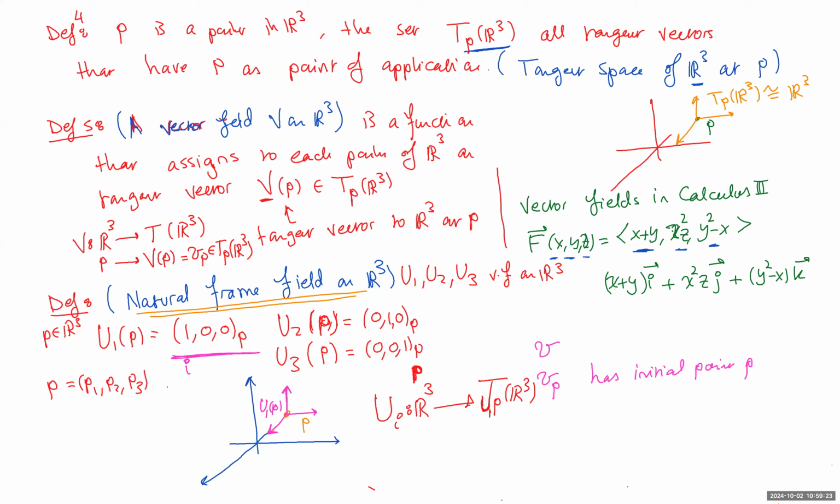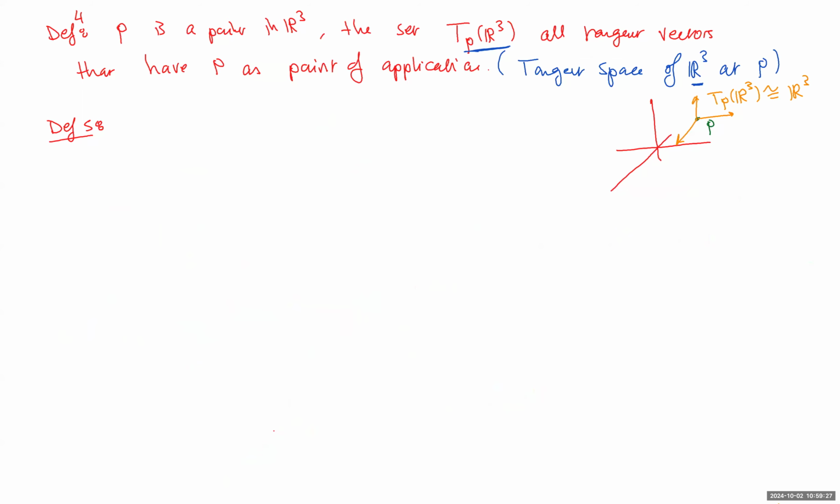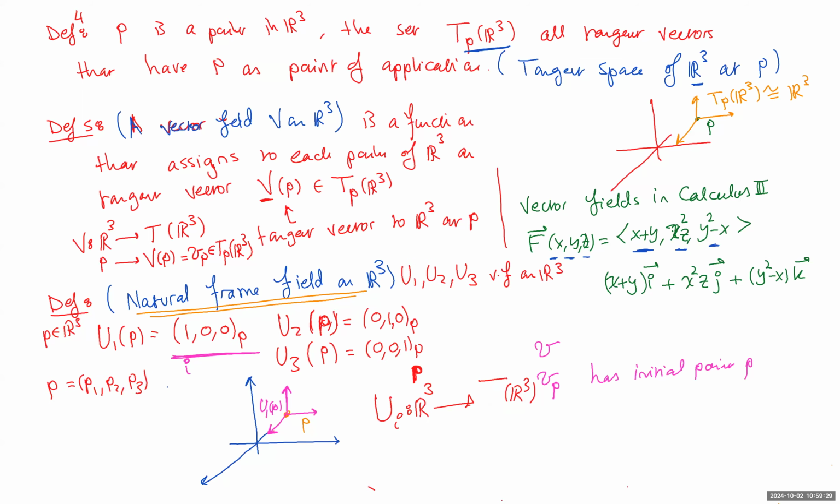U1 is going to be an element of the tangent space at P, and that element is going to be U_i(P). Okay, these are vector fields. Okay, let's move on and see.